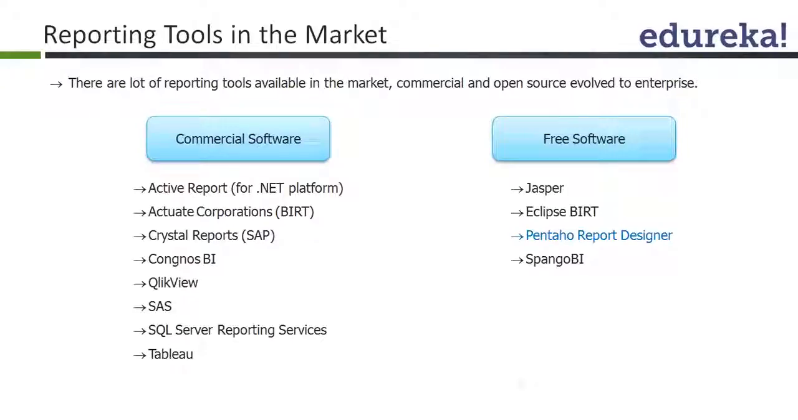Actuate Report, we have seen, is one of the BI solutions based on BIRT. Crystal Reports, again coming from SAP. Actually SAP took over lately. Cognos BI coming from IBM. QlikView has a reporting solution. Then SAS, MS SQL, Tableau, these are a few more offerings. In open source, they have JasperReports and Eclipse BIRT, which is truly open source. Then Pentaho Report Designer and SpagoBI. So these are a few offerings.